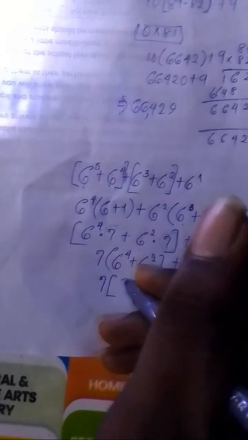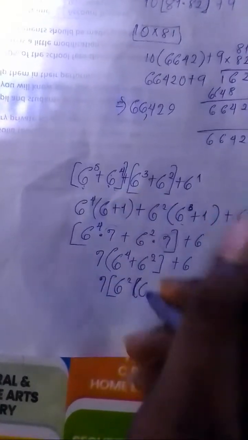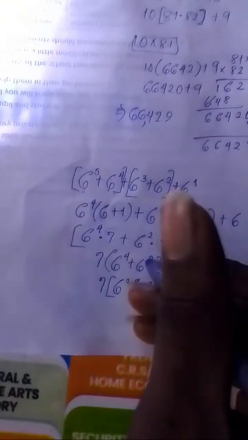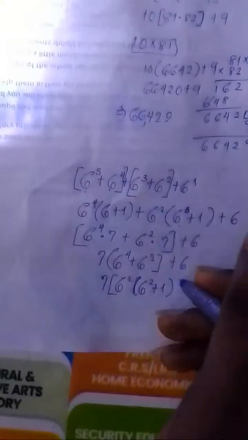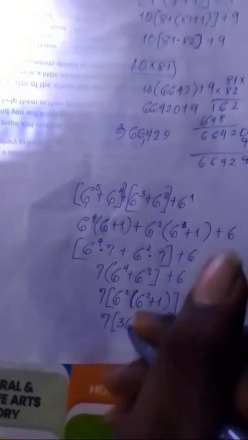We now have a double bracket: 6 raised to the power of 2 multiplied by, when we bring out 6 raised to the power of 2 from here, 6 raised to the power of 2 that is left, plus, when we bring it out from here, it becomes 1. So we have plus 6, 7 bracket 6 squared, that's 36, multiplied by 6 squared, that's 36, plus 1 gives us 37, plus 6. So we'll have 36 times 37.